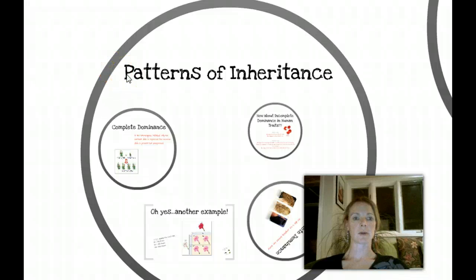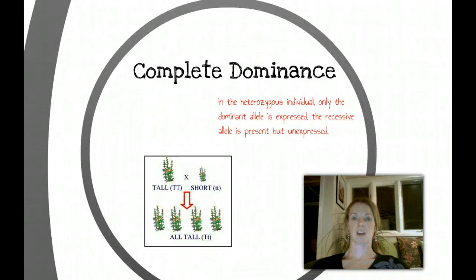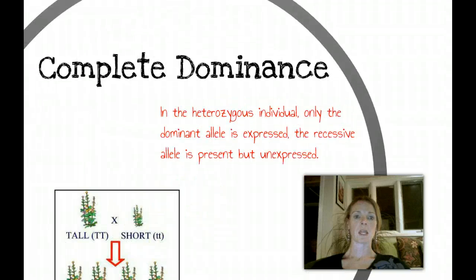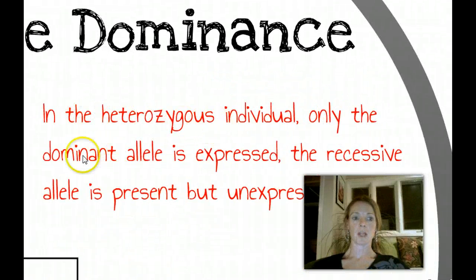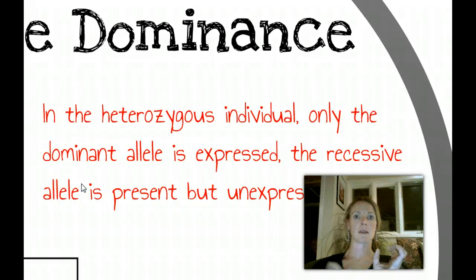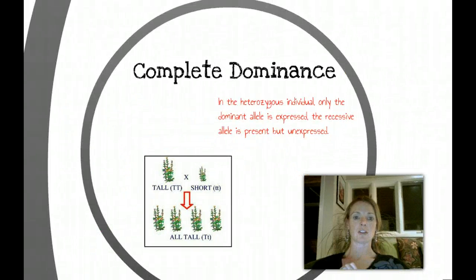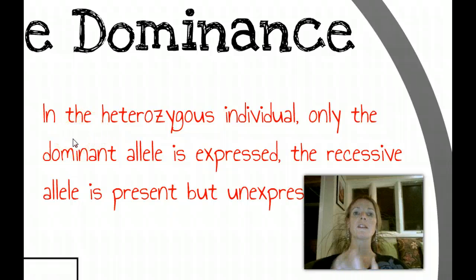Patterns of inheritance. We're going to talk about some different patterns of inheritance. Here's a couple of them. First, complete dominance, which is something that we've talked about before. In complete dominance, in the heterozygous individual, the dominant allele is expressed. The recessive allele is present but unexpressed. We mentioned this in section 1: if you have brown eyes, yet your alleles are big B, little b, that little b typically means you have the recessive trait for blue eyes, but it's not showing up because you have what we call complete dominance. Again, in the heterozygous individual, only the dominant allele is expressed, and the recessive allele is present but not expressed.